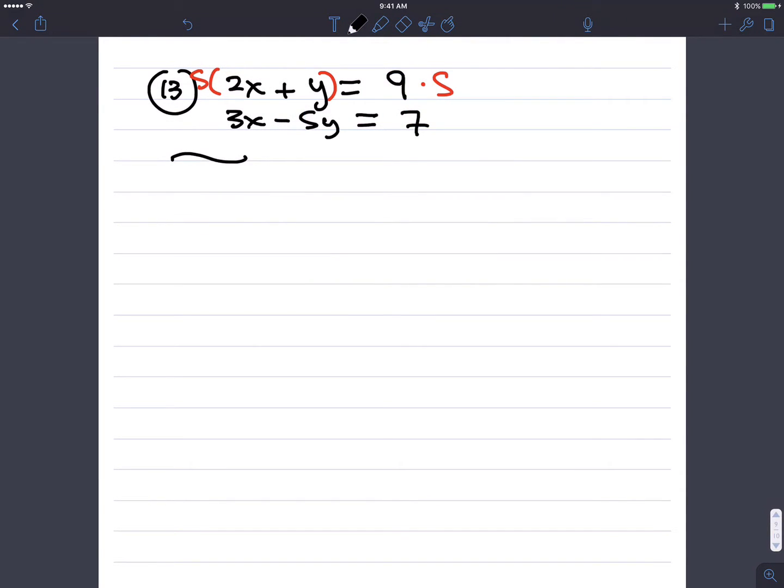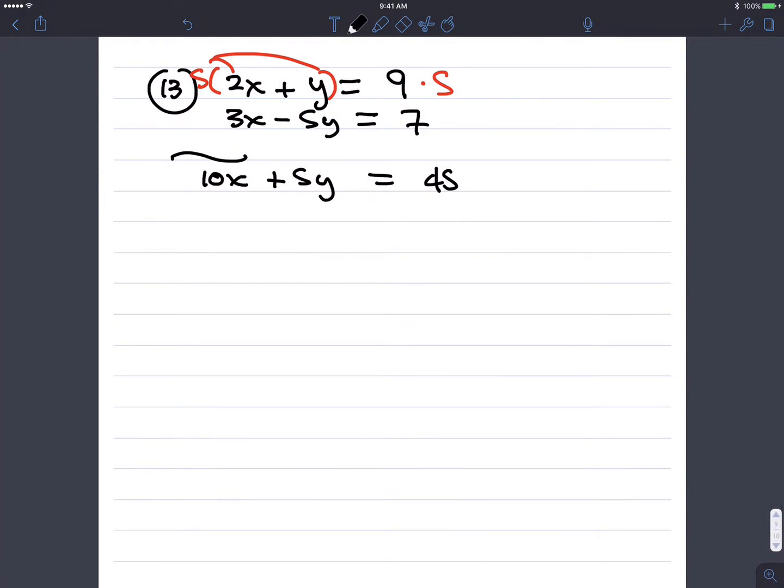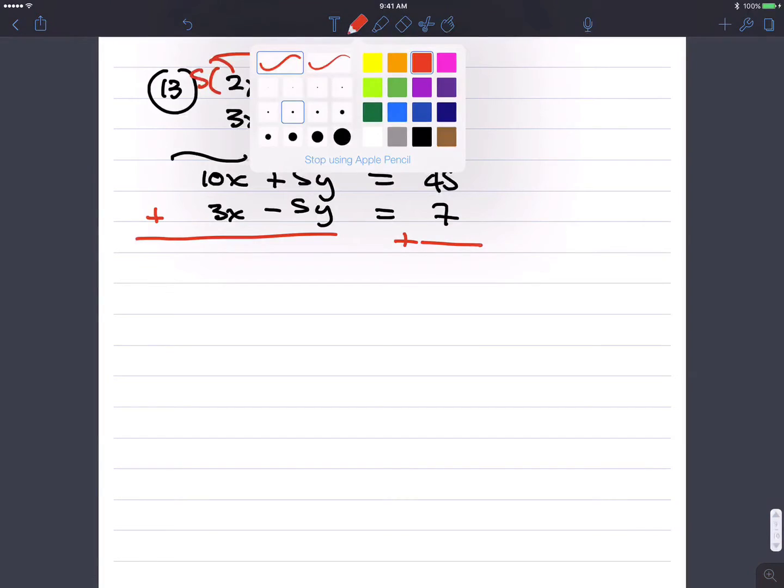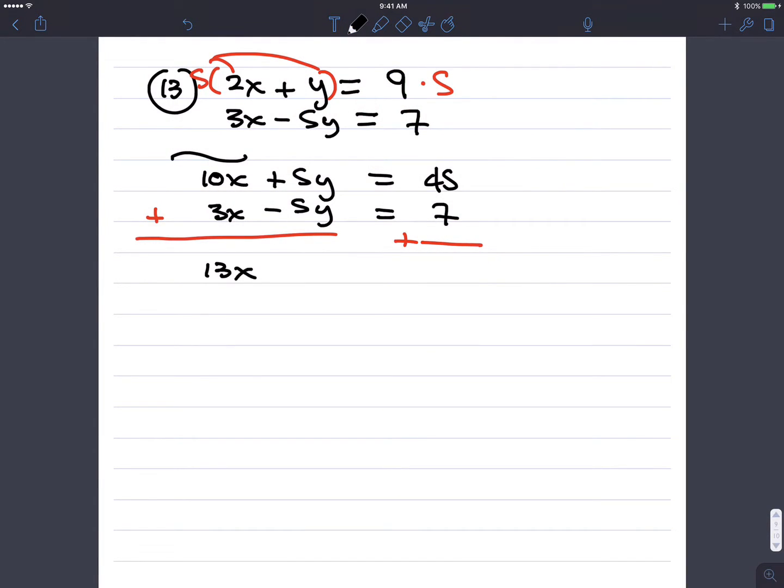Let's see what the first equation becomes. 10x plus 5y is 45. We have 3x minus 5y will be 7. Now 10x plus 3x gives us 13x, a positive 5y right in here, and a negative 5y. These are opposites. It got rid of the y variable. It was eliminated. And 45 plus 7 gives us 52. We're now going to divide both sides by 13. We end up with x being 52 divided by 13, which is 4.